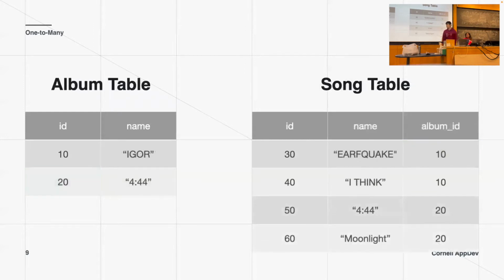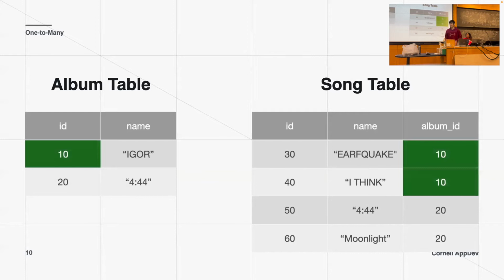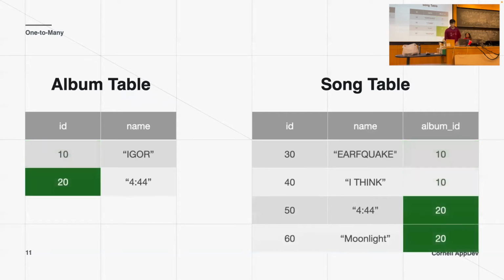This is a one-to-many relationship we covered, right? We have an album table and a song table. The only difference between this and a one-to-one relationship is that we can have multiple of the same album ID for multiple songs to make that relationship, that multiple songs can belong to one album. So if you want to see all the songs that belong to, say, that album, we would look for every song in here with this album ID of 10. And same thing with 20, right?